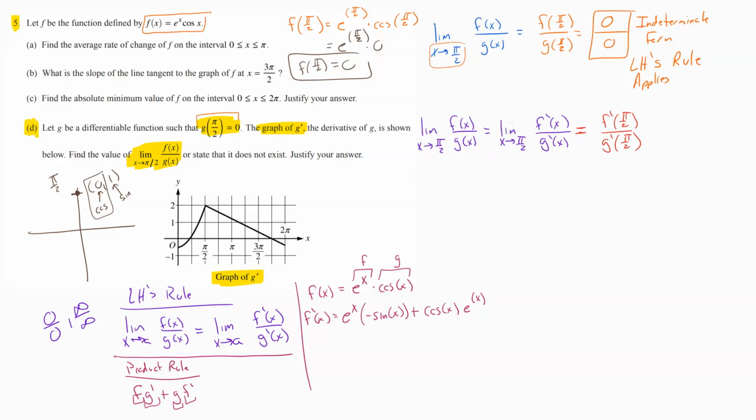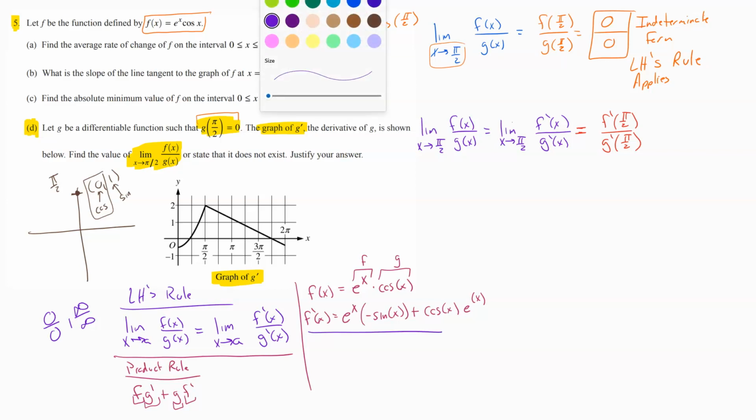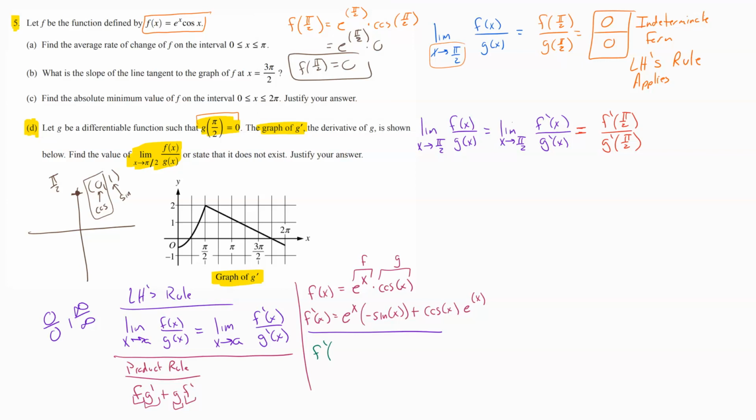So to find f prime of pi over 2, we're going to come down to that derivative we just created down below here, and we'll plug in pi over 2. So f prime of pi over 2 is going to equal e to the pi over 2 times the negative sine of pi over 2 plus the cosine of pi over 2 times e to the pi over 2. So we already had our unit circle working over here for that pi over 2 position. So to clean this up, the sine of pi over 2, that's going to be the y value out of there. That's going to be 1.